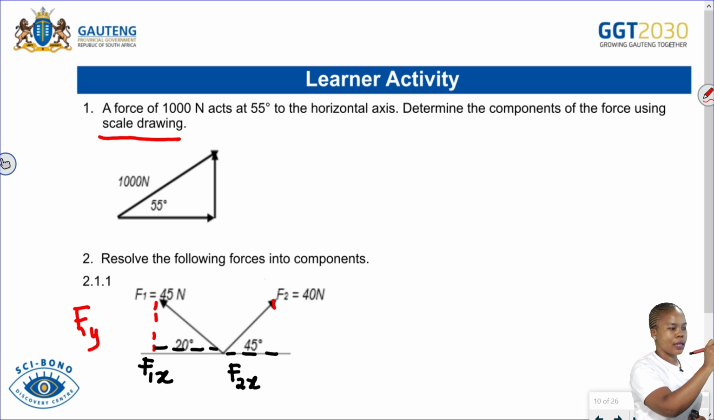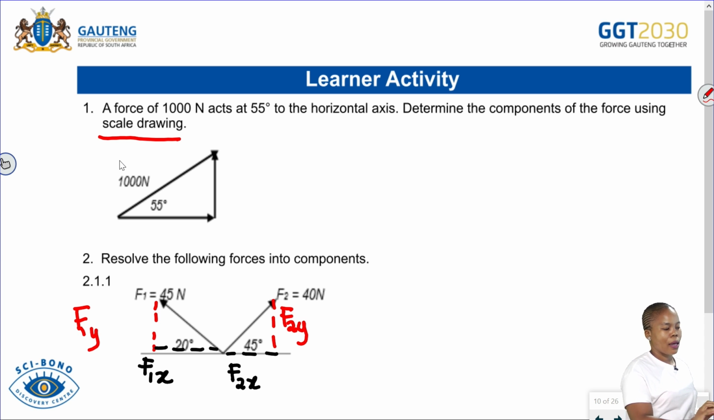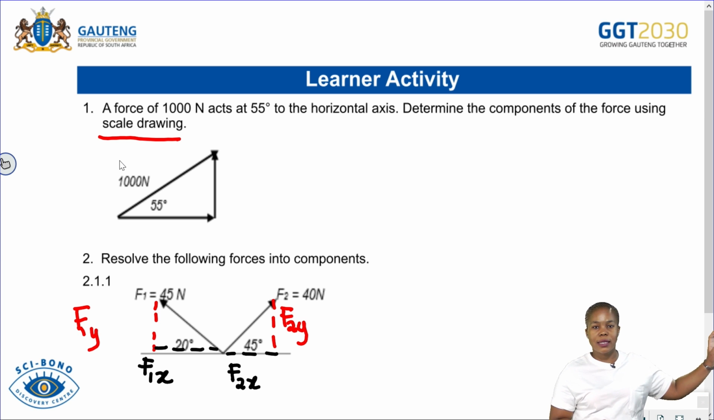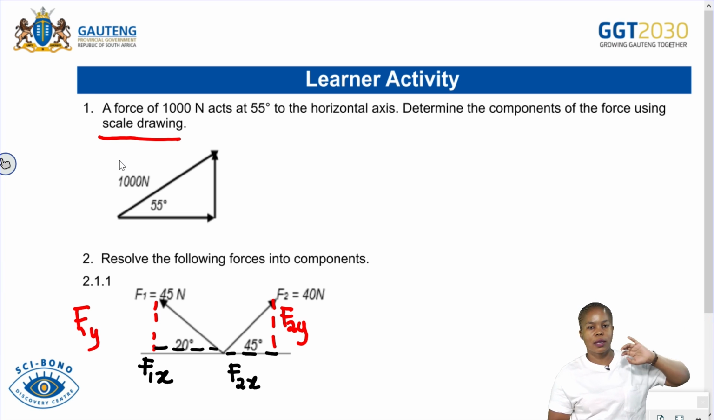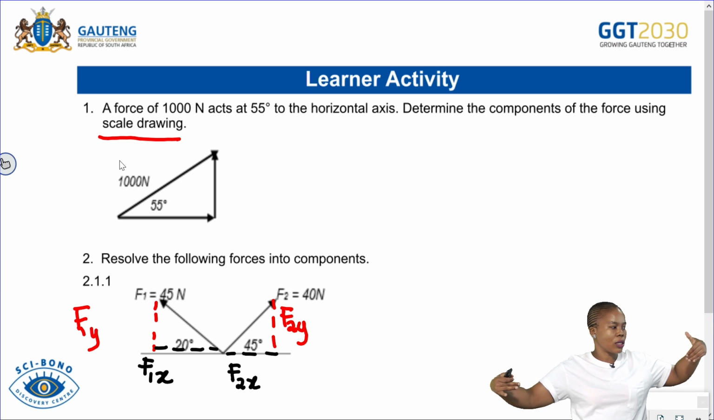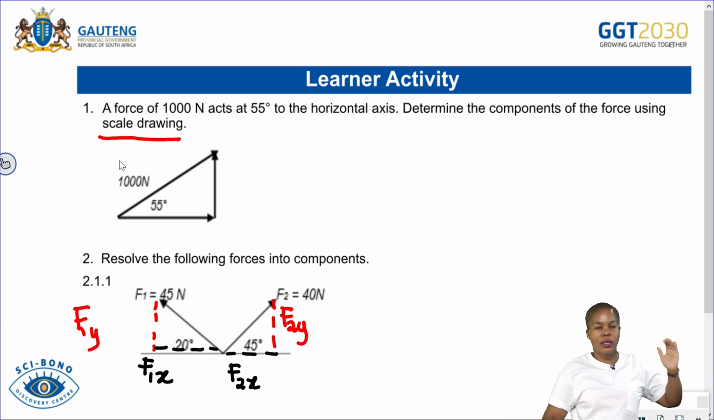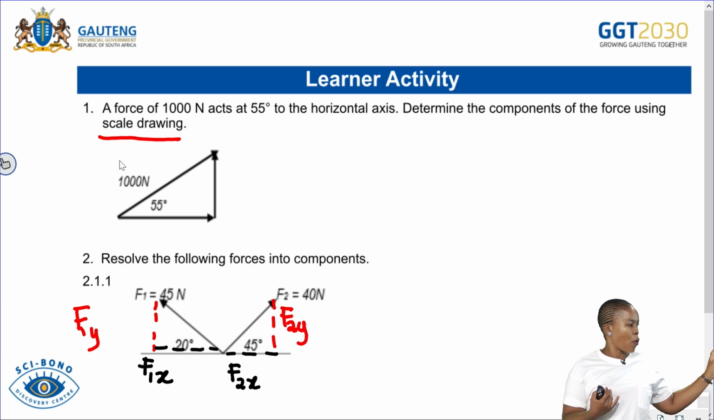So this is going to be our F2y. With these ones, remember F1 is a separate force and F2 is a separate force, in different directions, having the direction of 45 degrees to the horizontal and 20 degrees to the horizontal. In each of them, you need to find the F1y and the F1x, the F2y as well as the F2x.